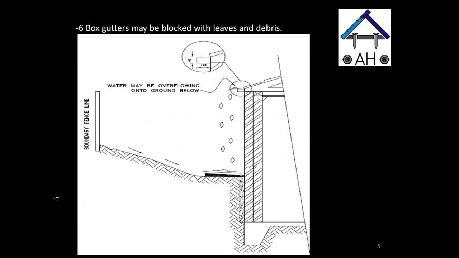Now, number 6, the box gutter may also be blocked with leaves and debris, which may cause water to overflow onto the ground below. As you can see in this image, water could possibly overflow from the blocked box gutter onto the ground, and then eventually it will travel to the lowest point, to the underside of the paving, and then behind the wall.